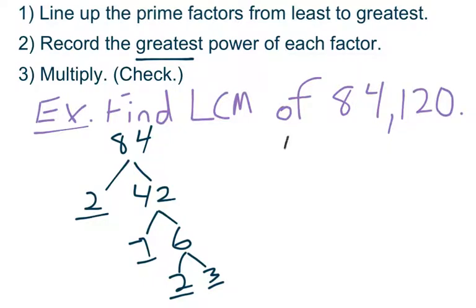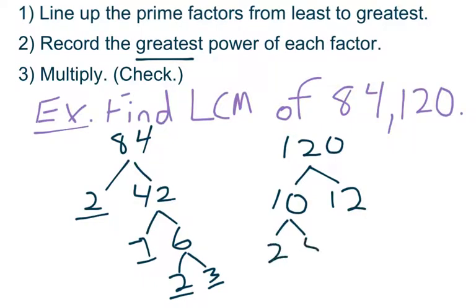All right, I'm going to do the same thing for 120. This one ends in 0, so I know 10 will go into it. And it's 10 times 12. Then I can break the 10 down into 2 and 5. And they're both prime, so I'm going to underline them. And then 12, I could do either 2 and 6 or 3 and 4. I'm going to do 3 and 4. 3 is prime, and then 4 gives me 2 and 2. And they're both prime. So I've completed step 1 as soon as I line them up.